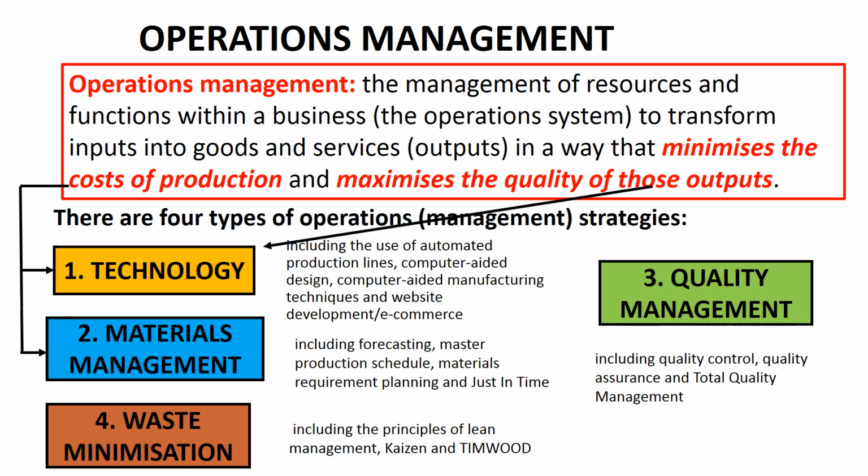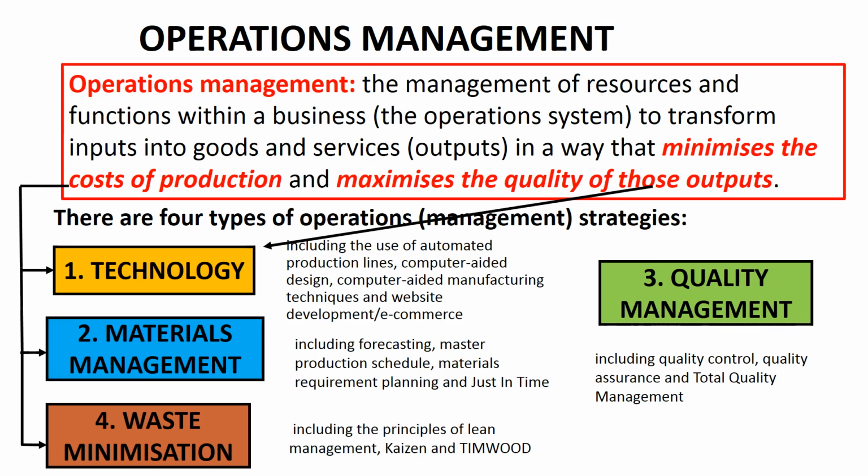Waste minimization strategies also reduce the costs of production. They do this by reducing the amount of inputs and outputs that are wasted. For example, a paper manufacturing business might recycle paper offcuts by feeding them back into the paper production process.